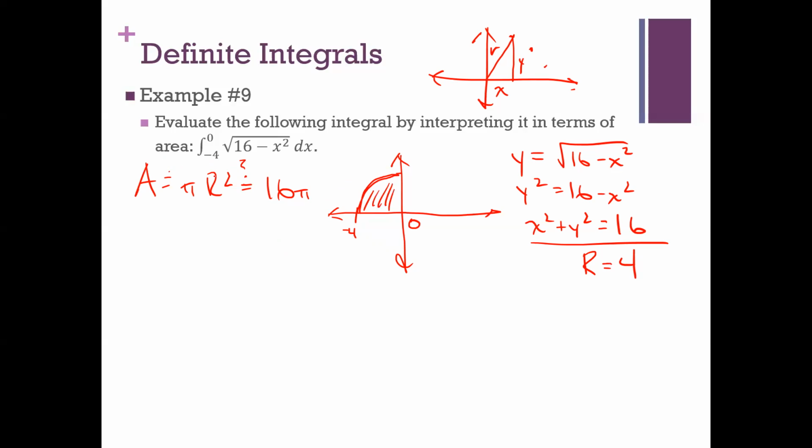And another way to say that, that square root function, basically what we have here is f of x equals the square root of 16 minus x squared. That is only going to give us non-negative values. So then the area is 4 pi. 4 pi, right? So the area is a quarter of a circle. The area is pi r squared divided by 4, which is 4 pi.